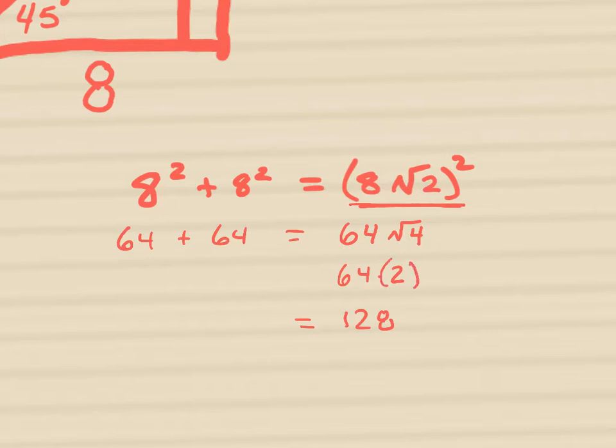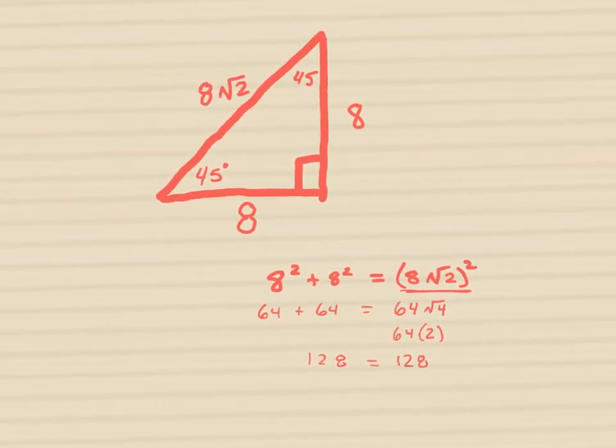So all we did was check it just to make sure that that is in fact true, and it is true. Are those three numbers a Pythagorean triple? No. Why not? Because one of them is not a whole number. One of them is 8 square root of 2, so we can't use that.